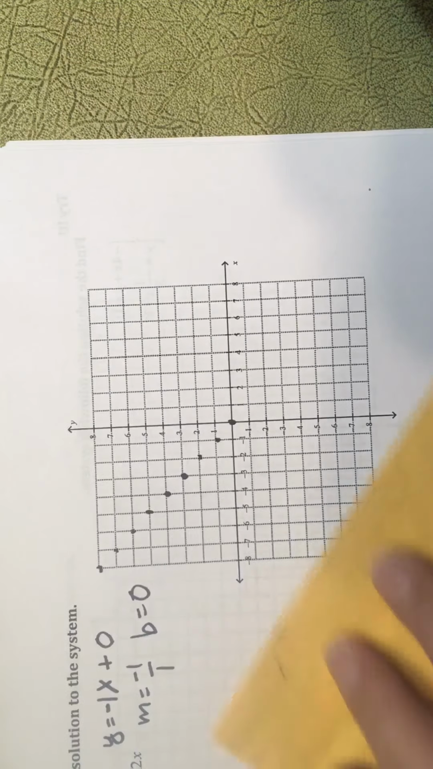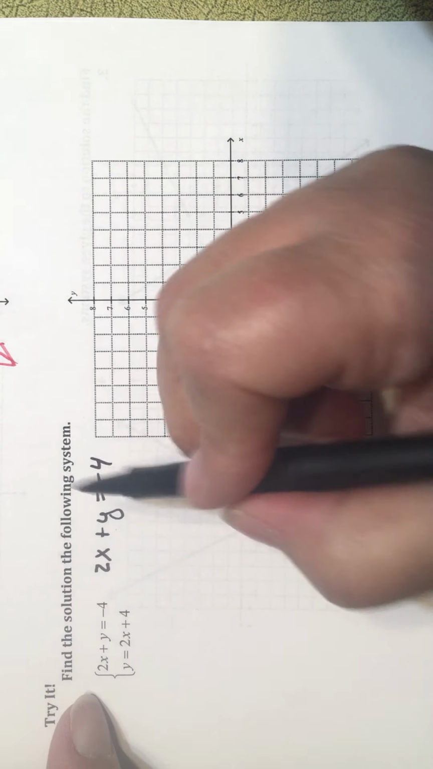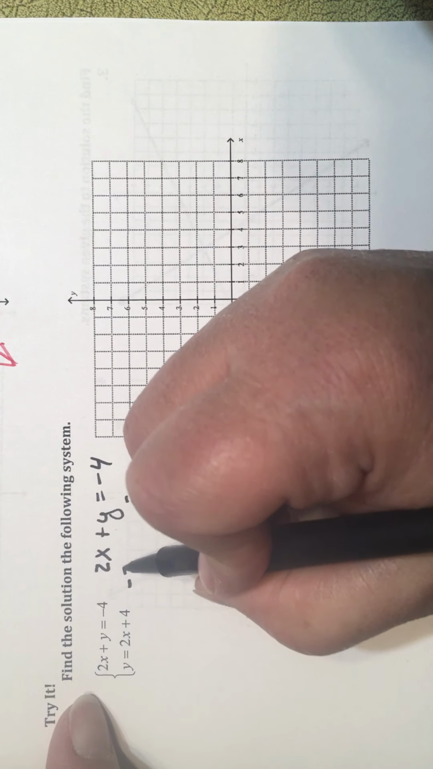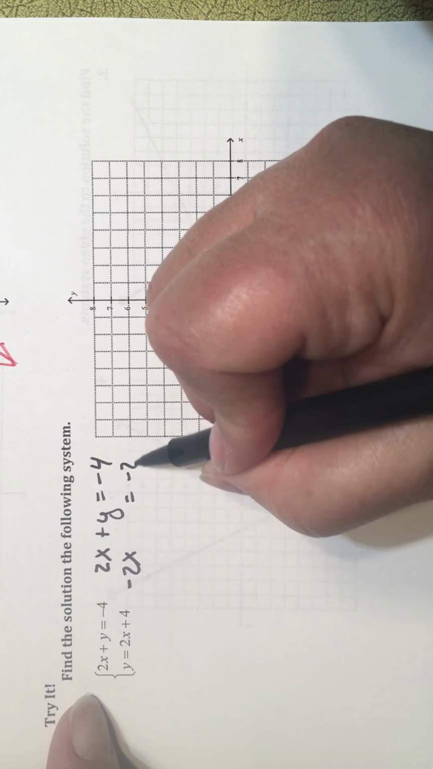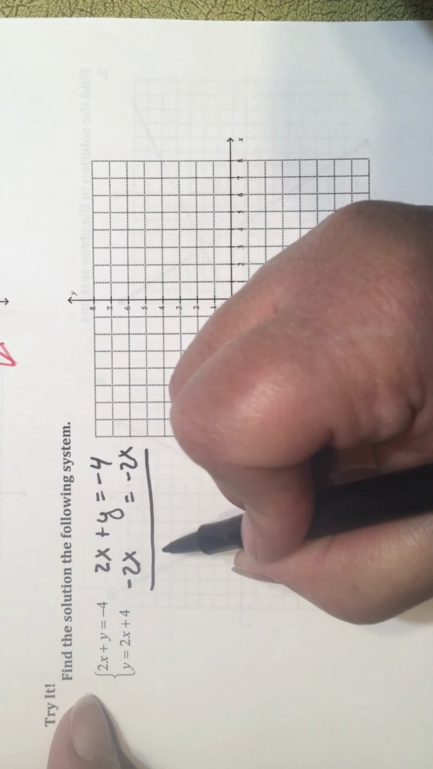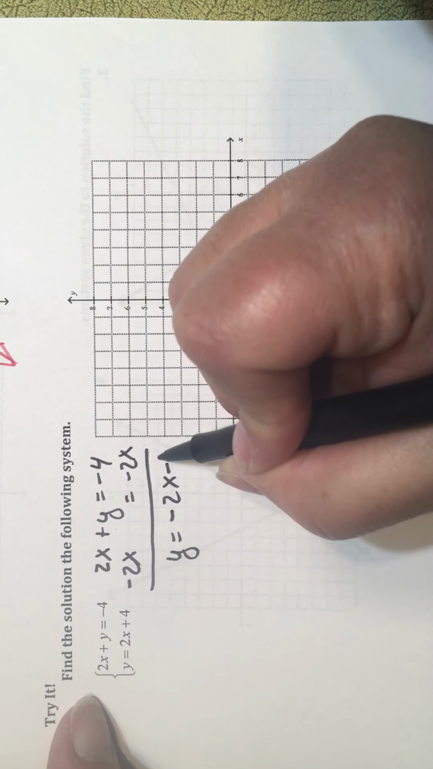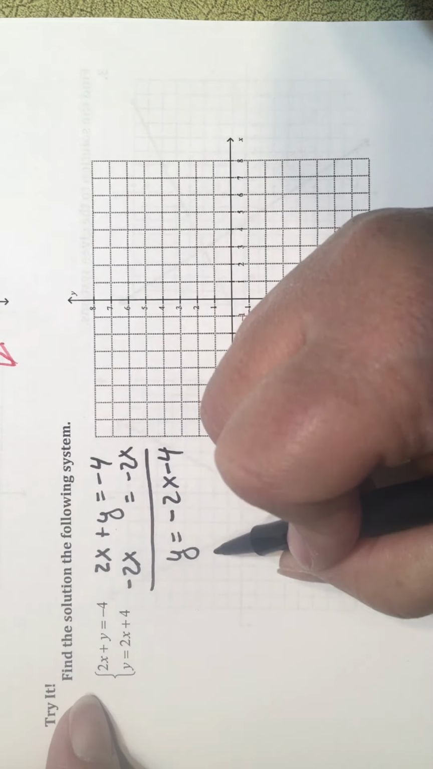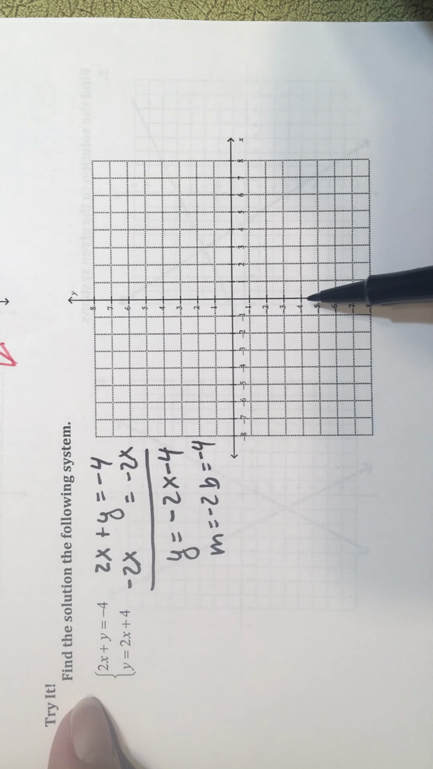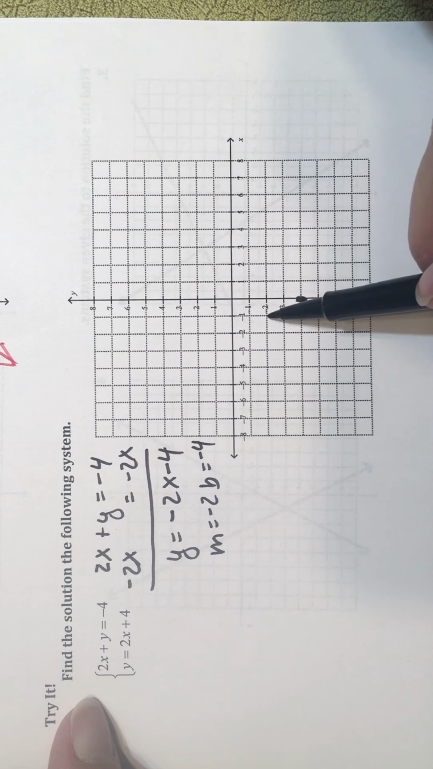2x plus y equals negative 4. I have to move the x to the opposite side, so I'm going to subtract 2x from both sides. And I get y equals negative 2x minus 4. My m is negative 2. My b is negative 4. I'm going to start down here at negative 4. Rise 2, left 1, because it's over 1.